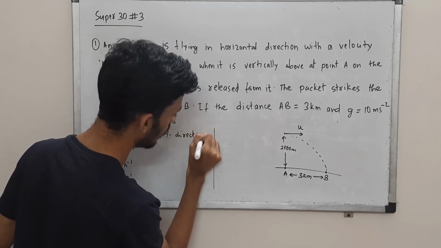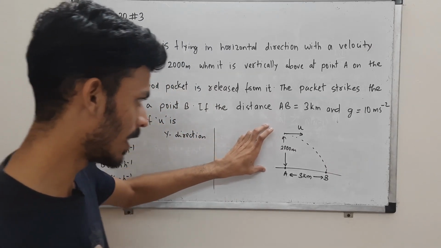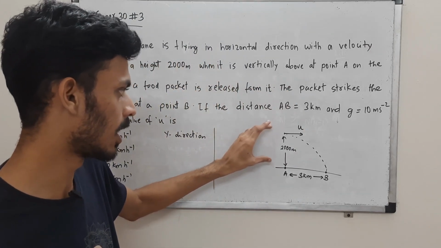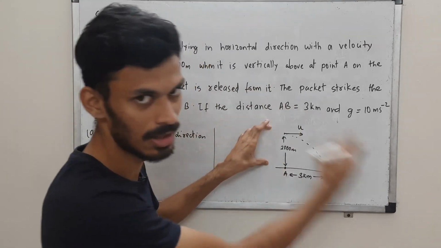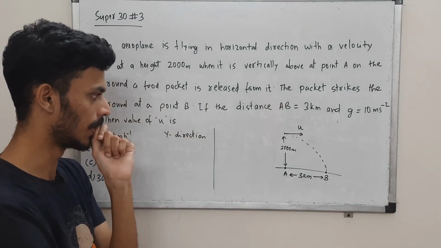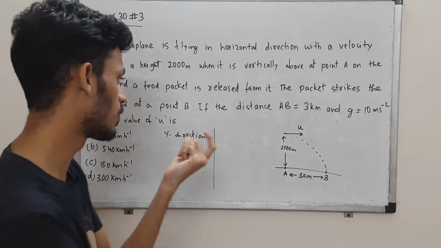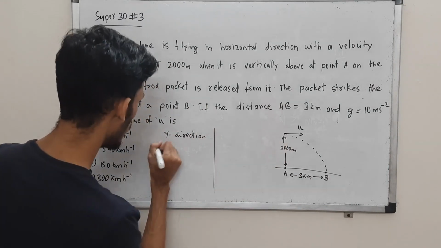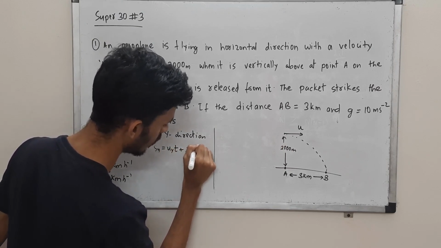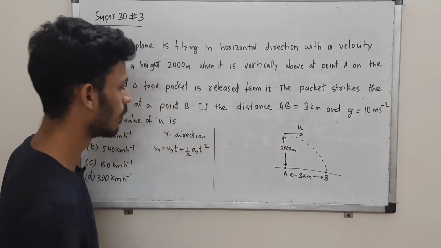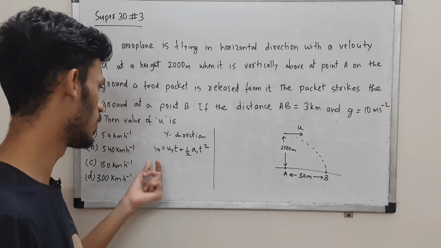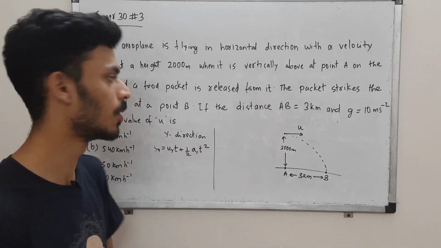In the y direction you can see that the displacement is nothing but the height, right, which is 2000 meters. The food packet is covering 2000 meters in the y direction. The useful information here is that we can compute time. From distance we want to go to time. We can use the equation Sy is equal to Uy t plus half ay t square. I'm using it in the y direction, so that's why I'm using the subscript y over here. From displacement we want to go to time.